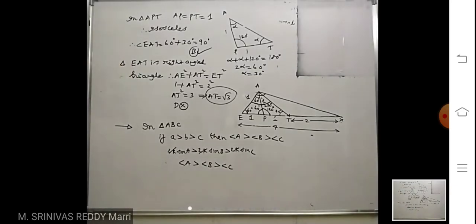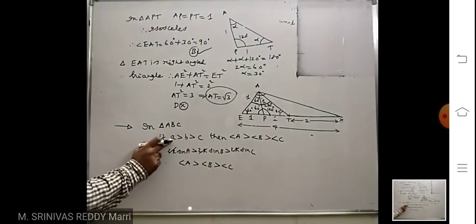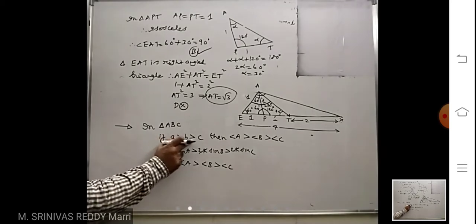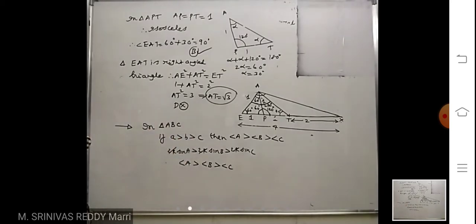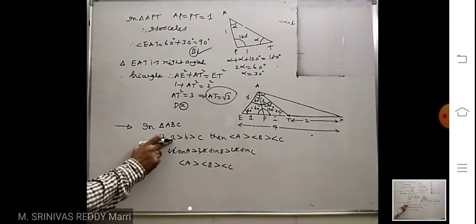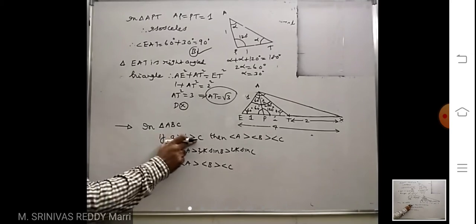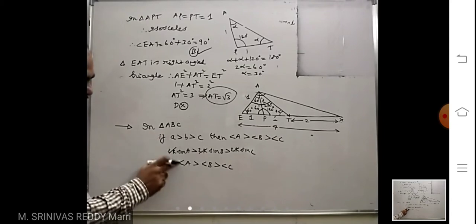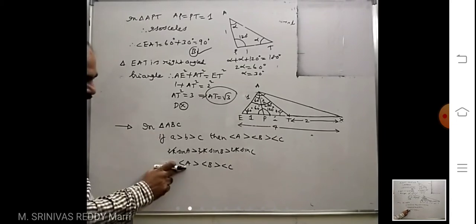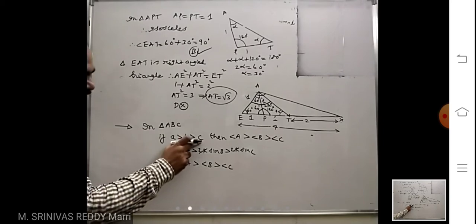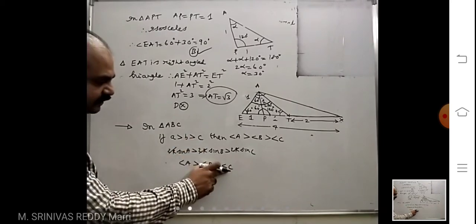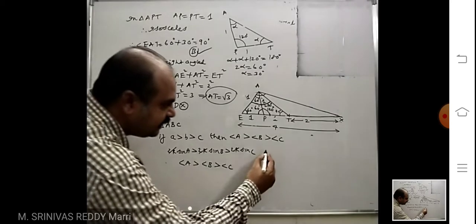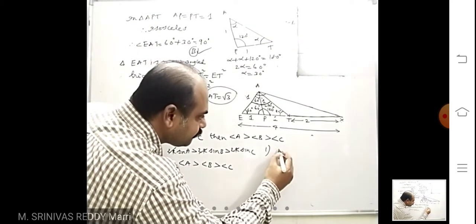That means what you can tell is, look at A greater than B greater than C. So which one has more length? A will have more length. So A is called the greatest side, and C is called the least side. If A is the greatest side, the angle opposite to A will be the greatest. If C is the least side, the angle opposite to C will be the least. 2 points you have to remember.